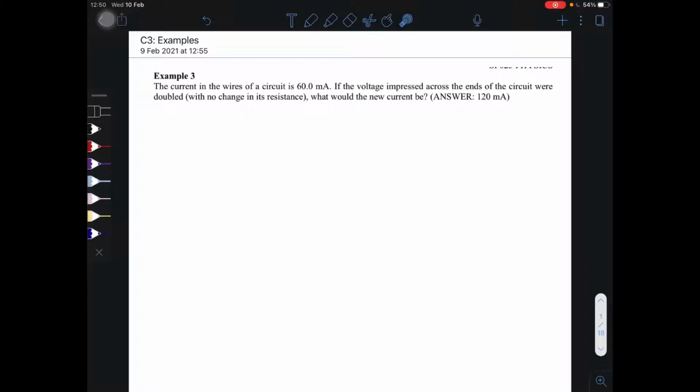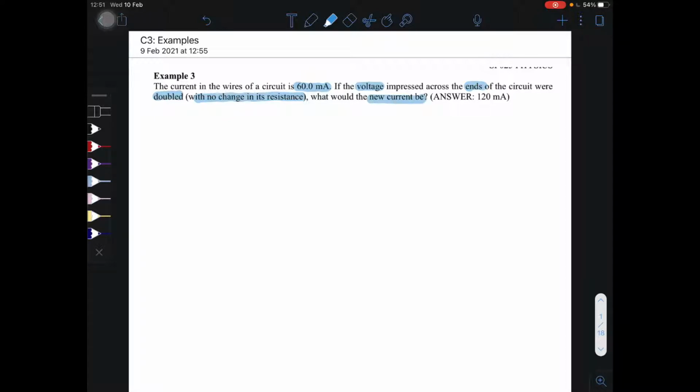Okay, now let's look at example 3. The current in the wires of a circuit is 60 milliampere. If the voltage impressed across the ends of the circuit were double with no change in its resistance, what would the new current be? So here we have wires with 60 milliampere current, and it says if the voltage is doubled at the end, with no change in resistance, what is the new current?